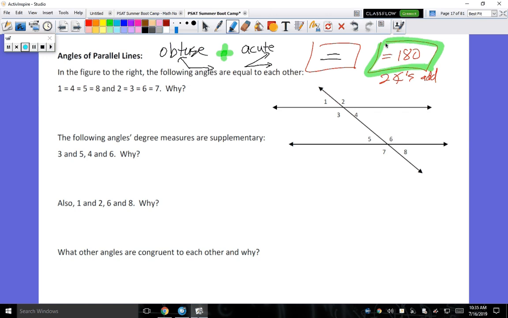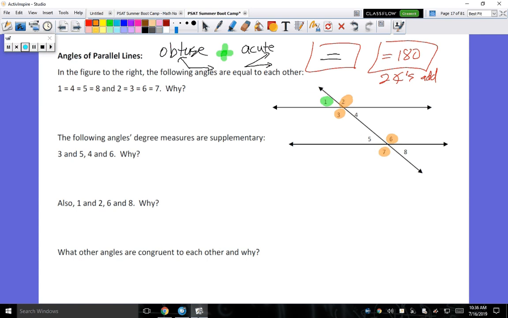You with me? So, the acute angles are 1, 4, 5, and 8. All of those are acute angles. Are they all equal to each other? Yes. Easily they're equal to each other. So, the obtuse angles, if I showed you all the obtuse angles, they too would be equal to each other. And then there's formal names that we're going to discuss here in just a bit, so you know how to read the questions.